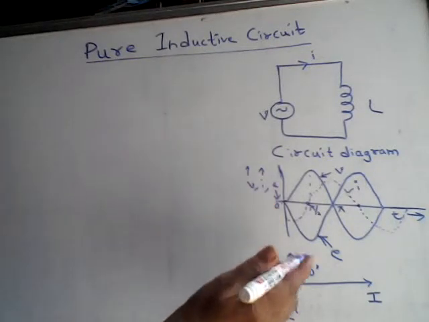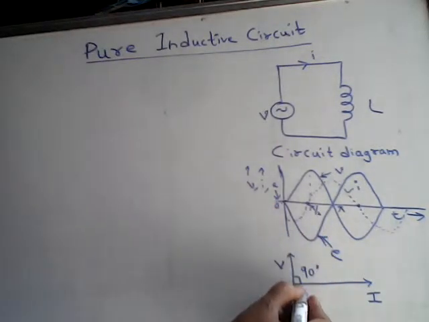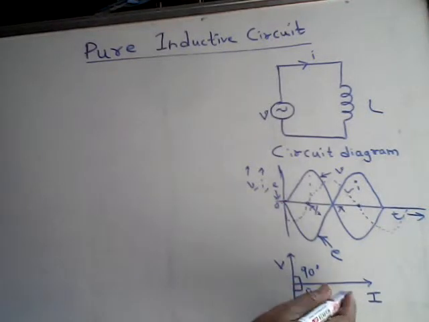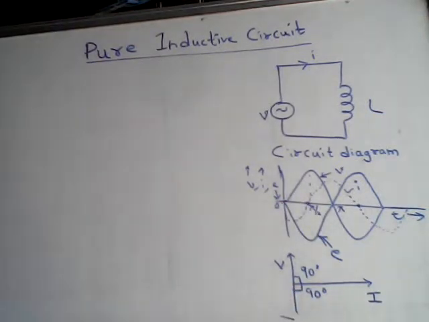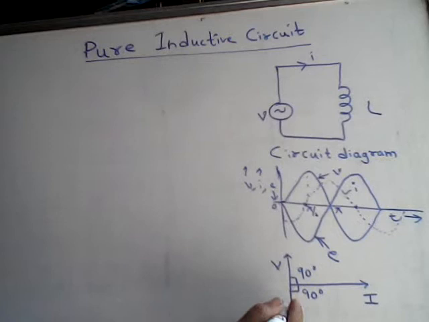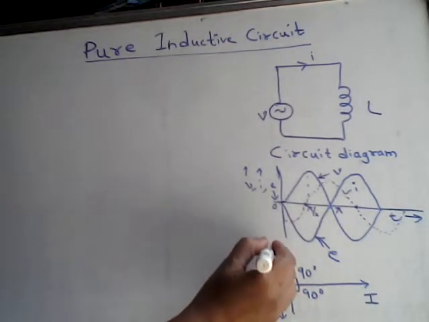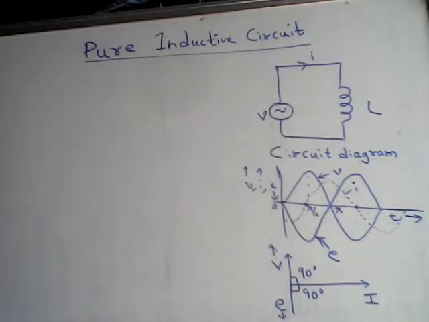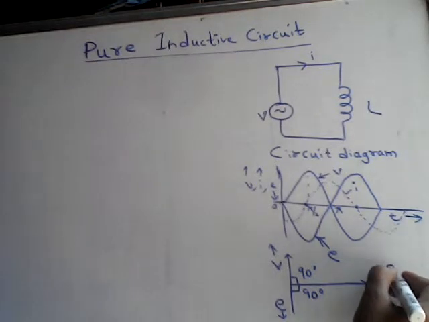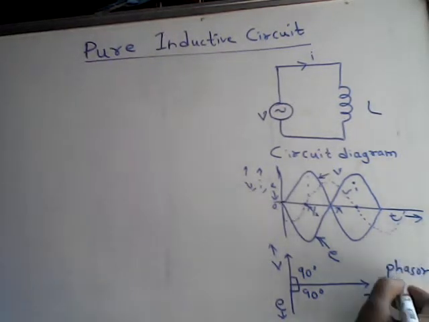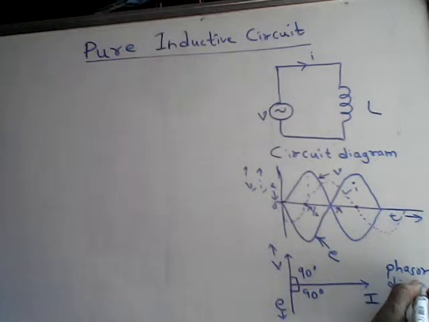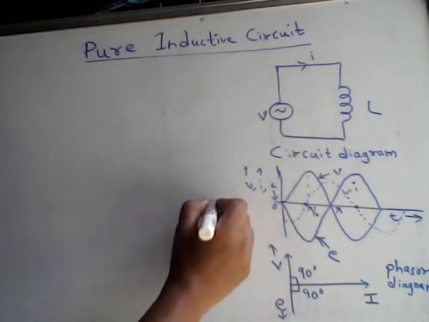And the induced EMF, generated EMF, is also 90 degrees out of phase with the current, and that can be shown, but it is shown in the negative direction. This is the induced EMF, and this is the applied voltage. So this is how the phasor diagram can be represented. This is the phasor diagram, and these are the waveforms.